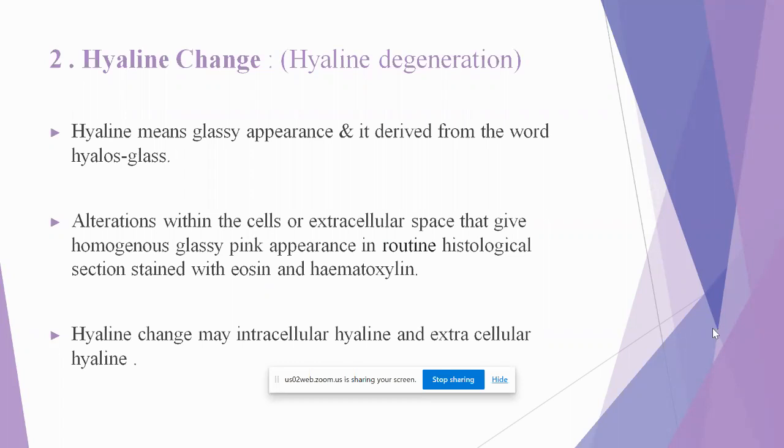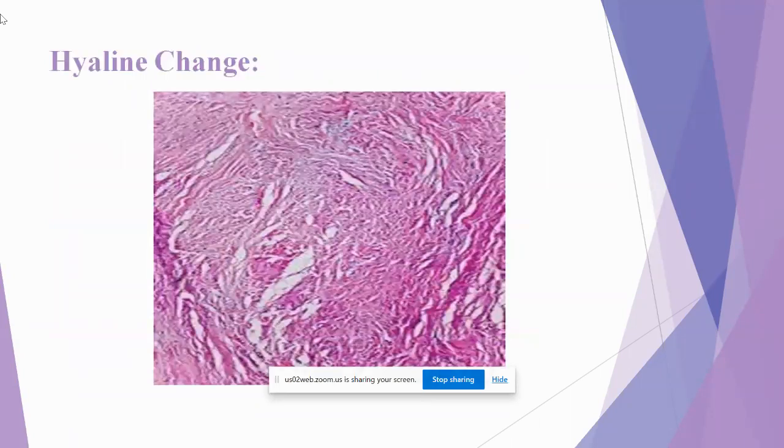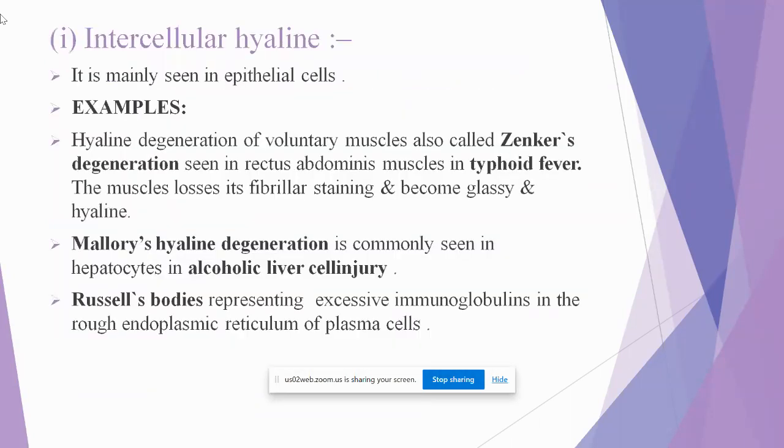Hyaline change may be intracellular or extracellular. There are two types of hyaline change: intracellular and extracellular. This is the hyaline change picture. The first one is intracellular hyaline change.